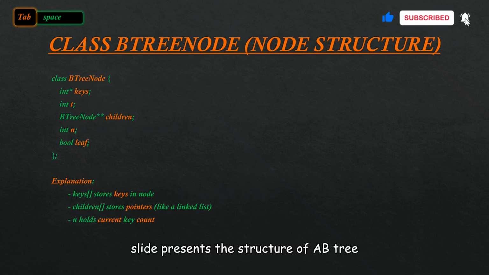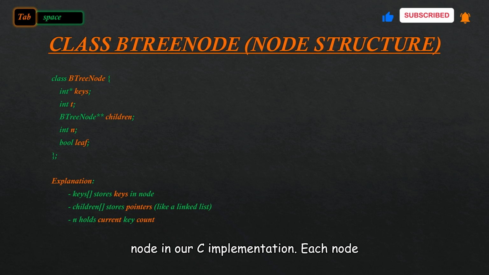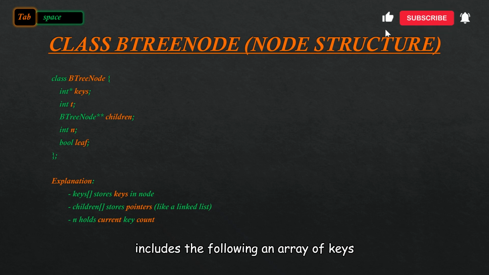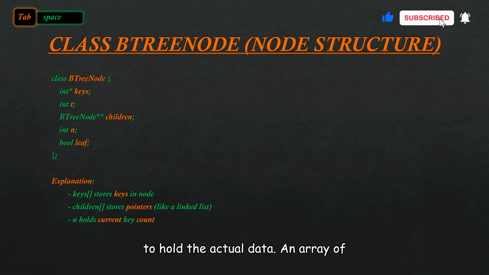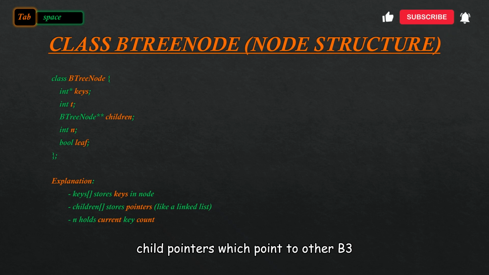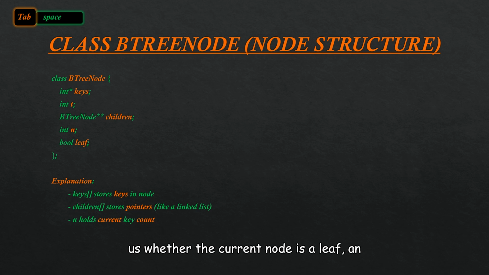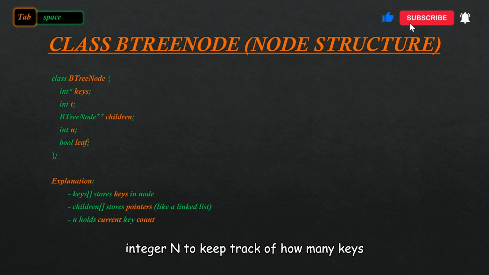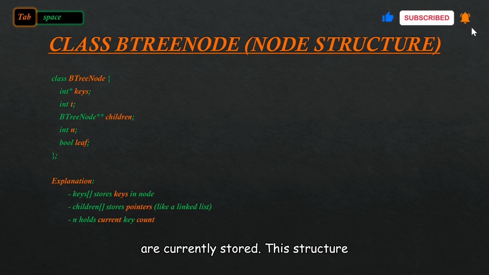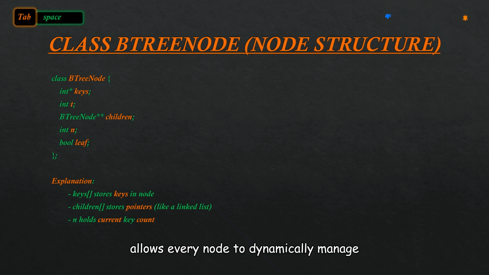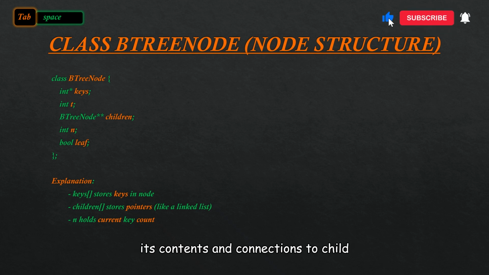This slide presents the structure of a B tree node in our C++ implementation. Each node includes the following: an array of keys to hold the actual data, an array of child pointers which point to other BTreeNodes. This forms a linked list structure. A Boolean flag, leaf, that tells us whether the current node is a leaf. An integer n to keep track of how many keys are currently stored. This structure allows every node to dynamically manage its contents and connections to child nodes.